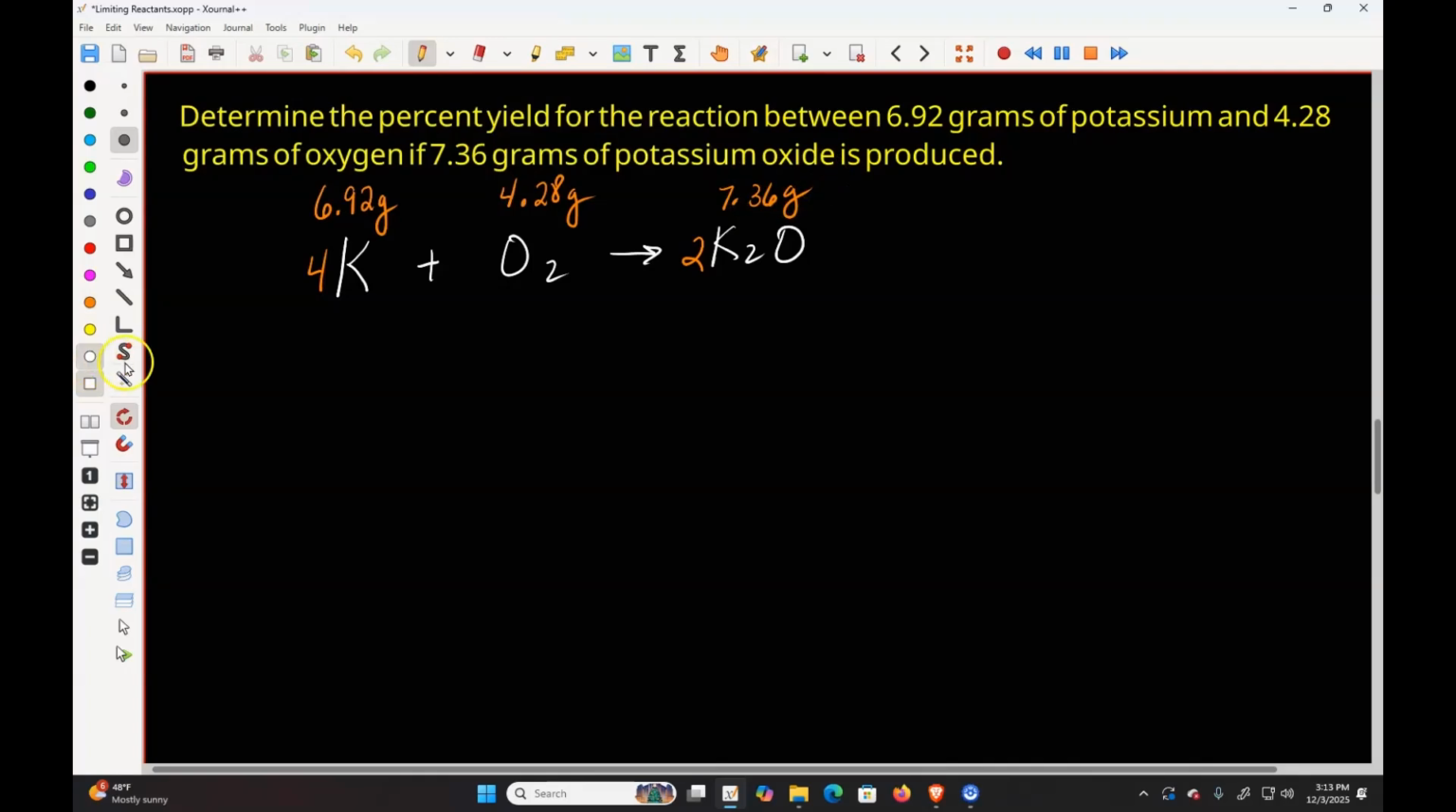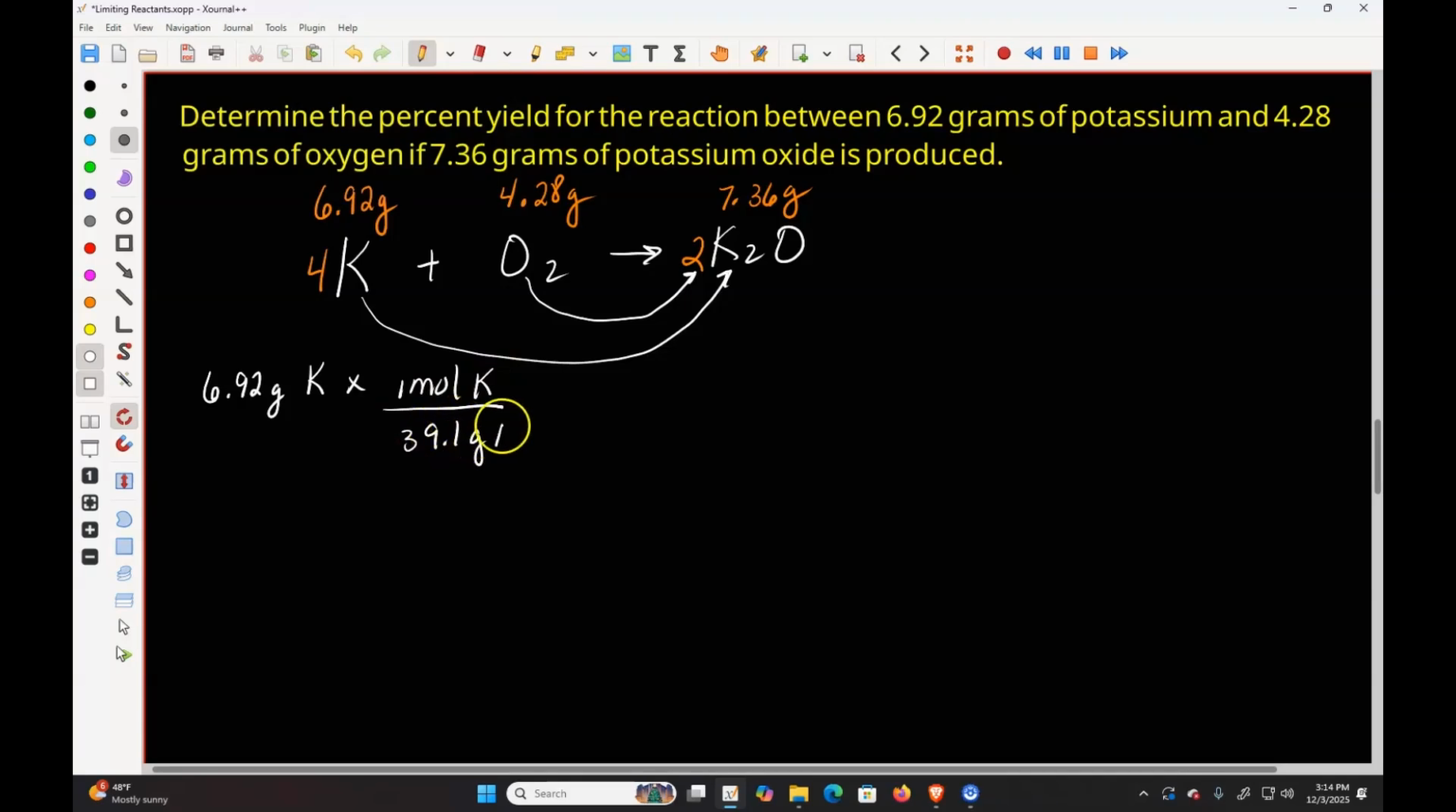We need to determine who is limiting. So we're going to solve for both of these. Whichever gives us the lowest value will be the limiting reaction. So I'm going to start with potassium. I have 6.92 grams of potassium. Convert that into moles. 1 mole of potassium is 39.1 grams of potassium. Times my ratio step, I have 2 moles of K2O per 4 moles potassium.